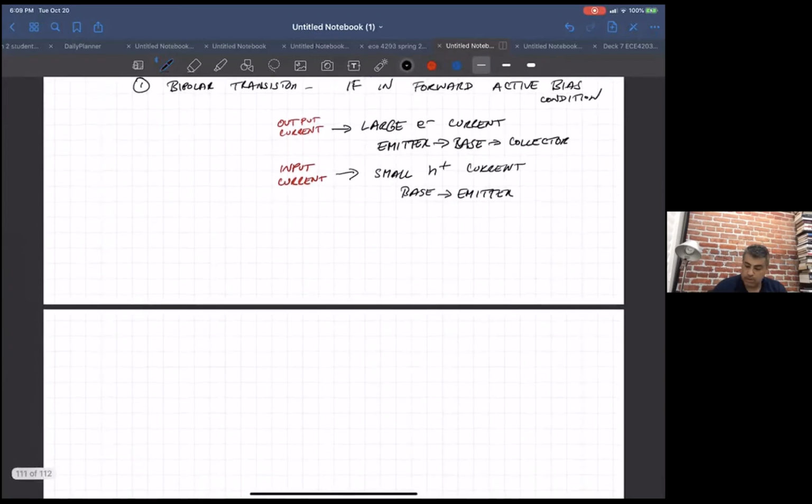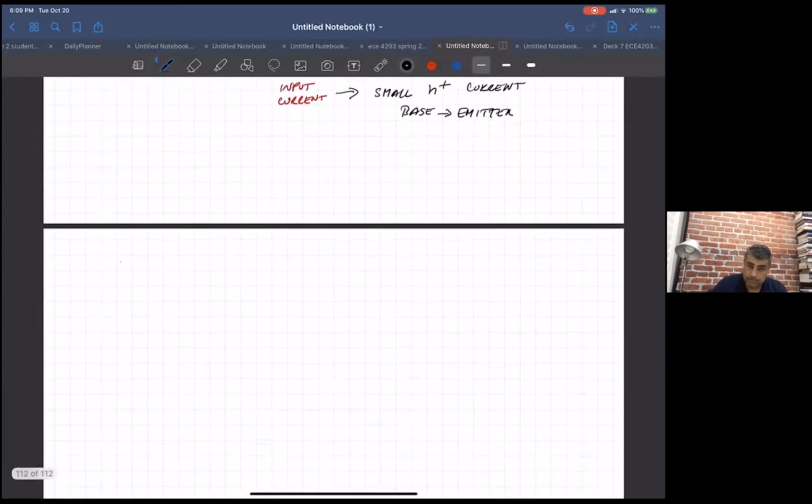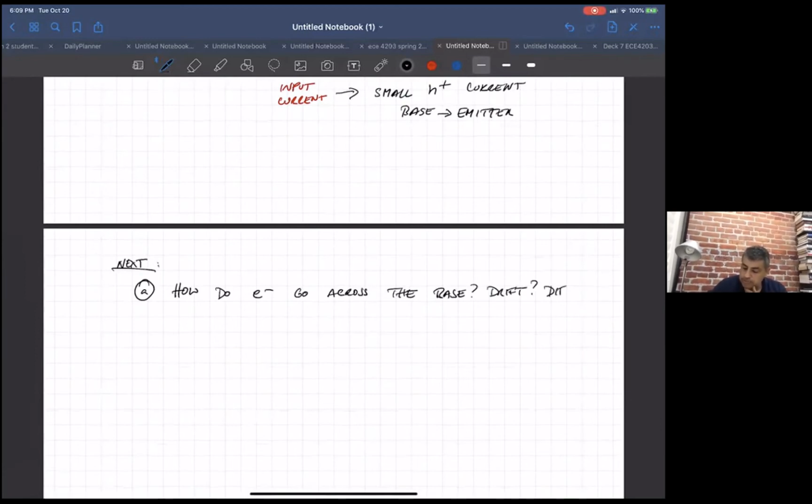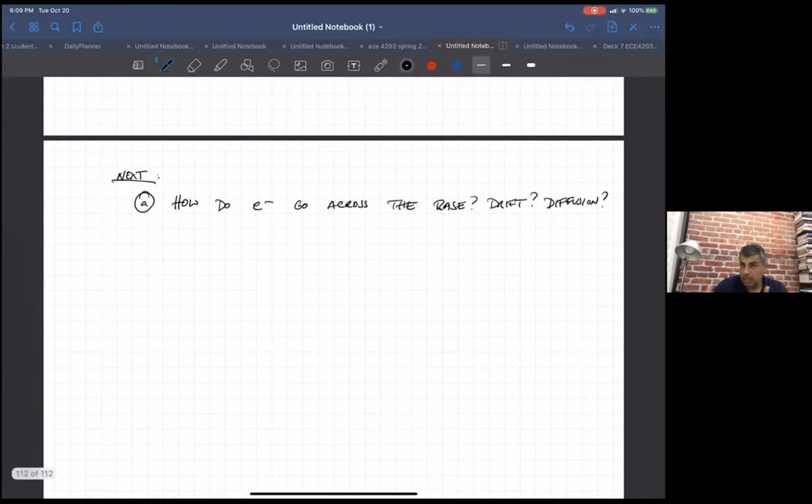Okay, so the next step for us is we're going to look at a few questions here. So one is, how do electrons go across the base? Is it through drift? We only have two options. Is it drift or is it diffusion? Because I just said they go across the base, but how does it work?